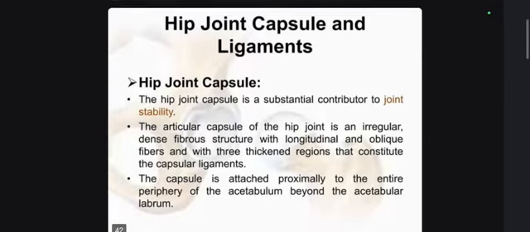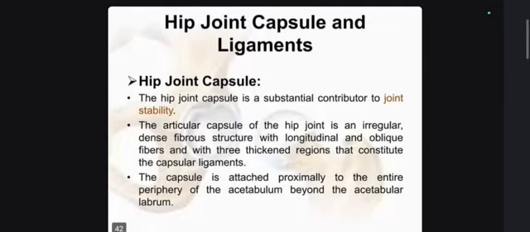Next about the hip joint capsule and ligaments. The hip joint capsule is a substantial contributor to joint stability. The capsule of the hip joint is an irregular, dense, fibrous structure with longitudinal and oblique fibers and with three thickened regions that constitute the capsular ligaments. The capsule is attached proximally to the entire periphery of the acetabulum beyond the acetabular labrum.